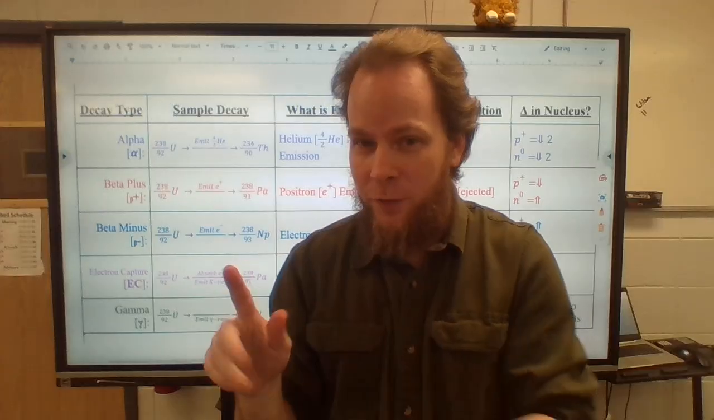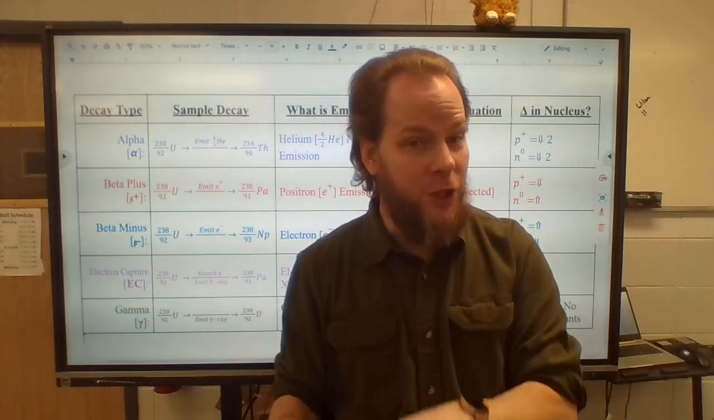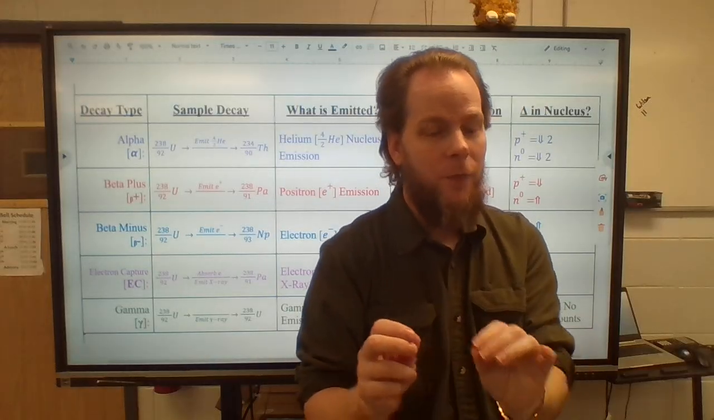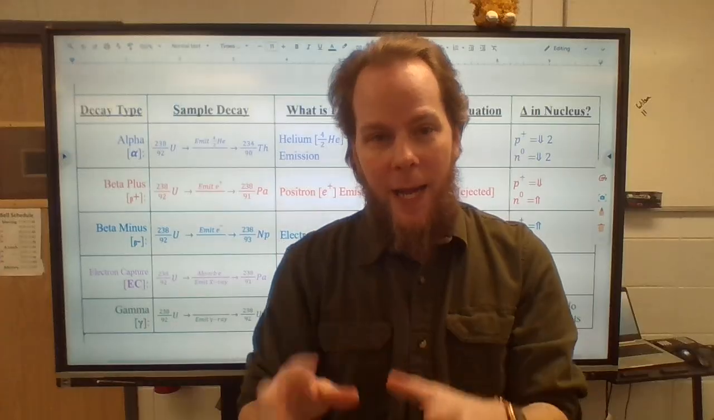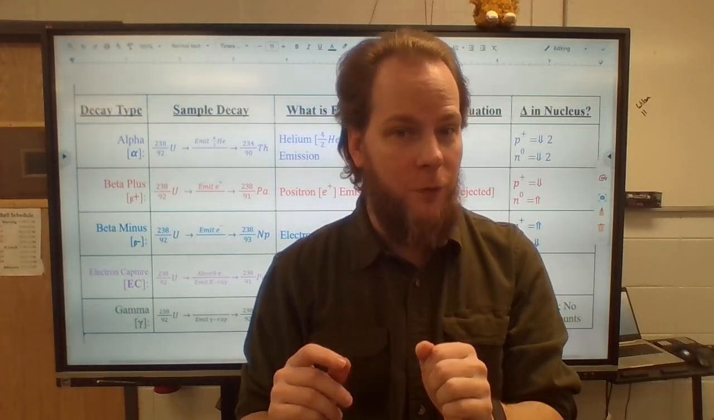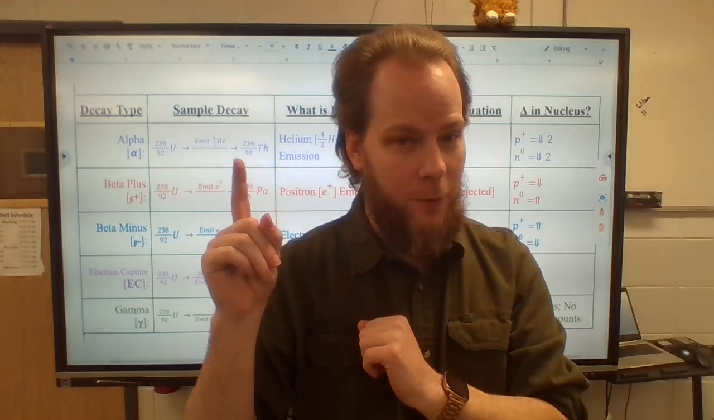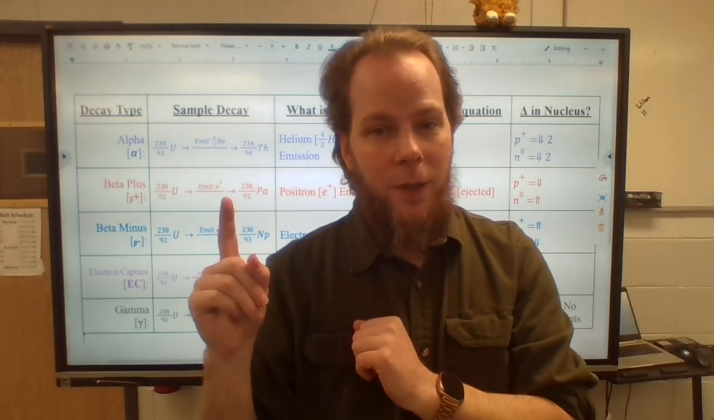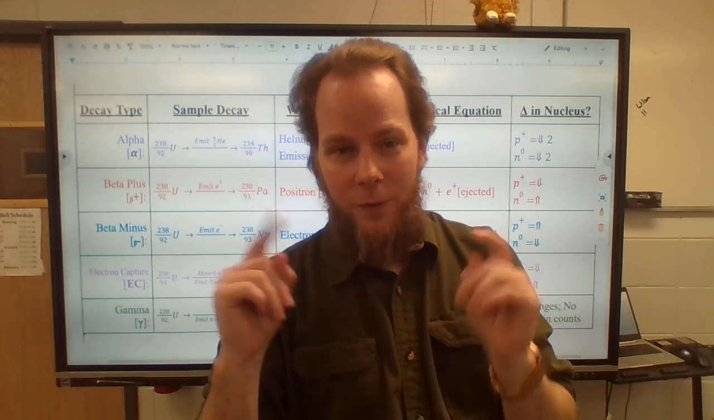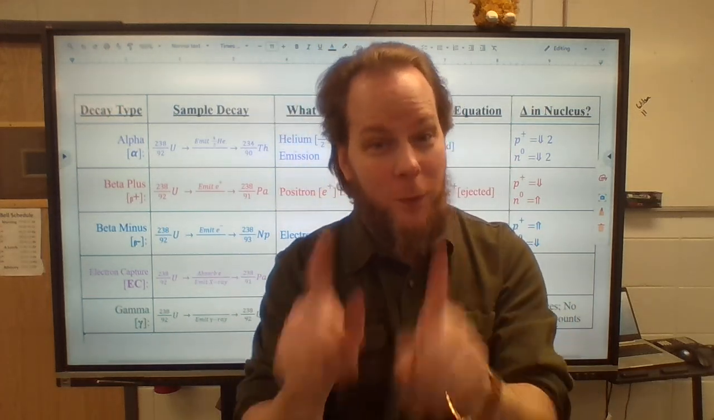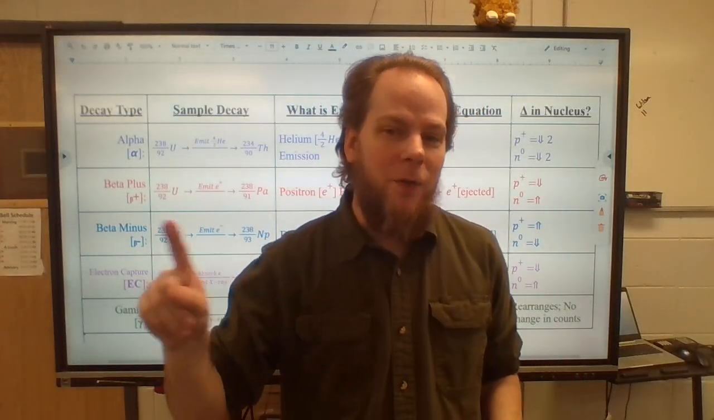It has not changed. The element has changed. The proton-to-neutron ratio has changed. So it's theoretically become more stable. But the number of particles in that nucleus hasn't changed. It's still the same, unlike alpha decay. The emission of the positron didn't change the mass number. Okay? Now that brings us to beta minus.